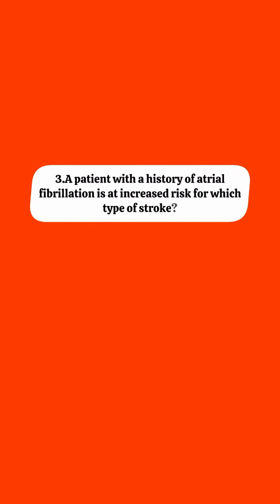3. A patient with a history of atrial fibrillation is at increased risk for which type of stroke? A. Hemorrhagic stroke. B. Lacunar stroke. C. Thrombotic stroke. D. Embolic stroke. Correct answer: D. Embolic stroke.